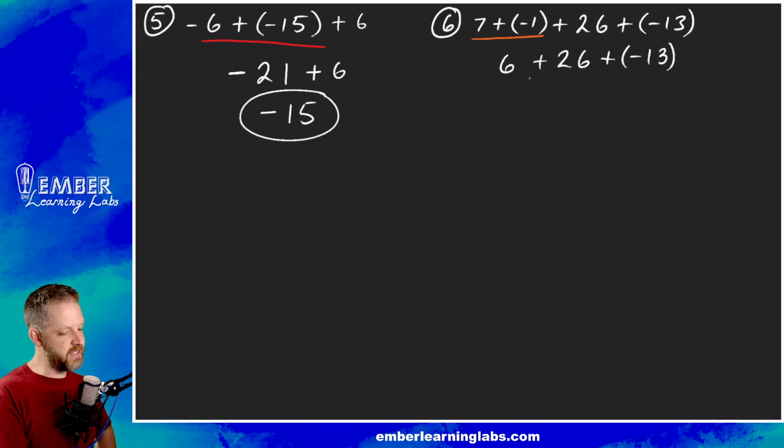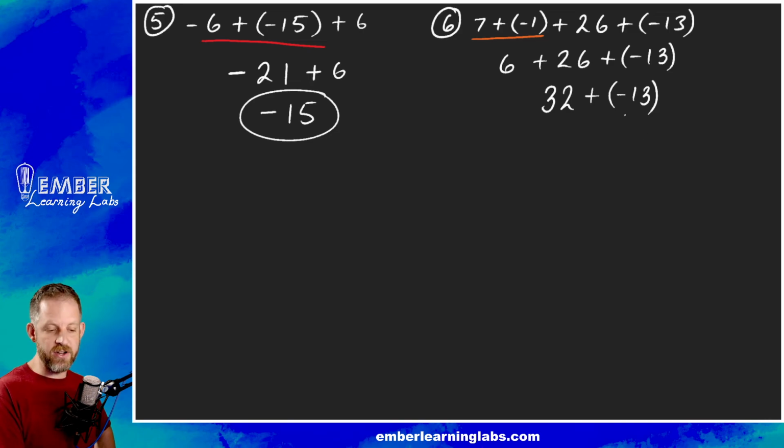6 plus 26, signs are the same. So we're going to add and keep the sign. So it's going to be 32. Positive, right? Keep the sign. Plus negative 13.